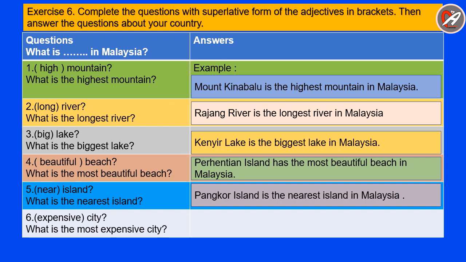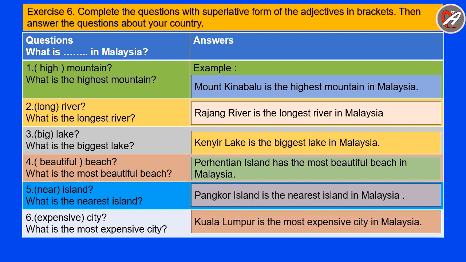And the last question, number 6, expensive city. Expensive is the adjective, and the superlative form for expensive is the most expensive. Because it's an adjective of more than two syllables, we need to use most because it's the superlative form. What is the most expensive city in Malaysia? Kuala Lumpur is the most expensive city in Malaysia.